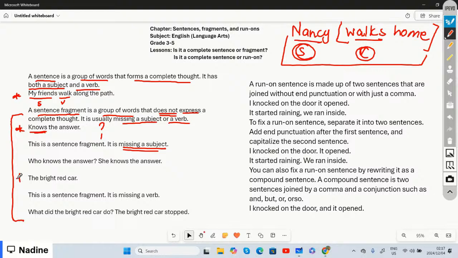Then if we look at this one, it says the bright red car. Here they're just describing the car, the bright red car. They're describing that subject, but they're not saying what the subject is doing, which means that in this sentence, it is missing a verb.